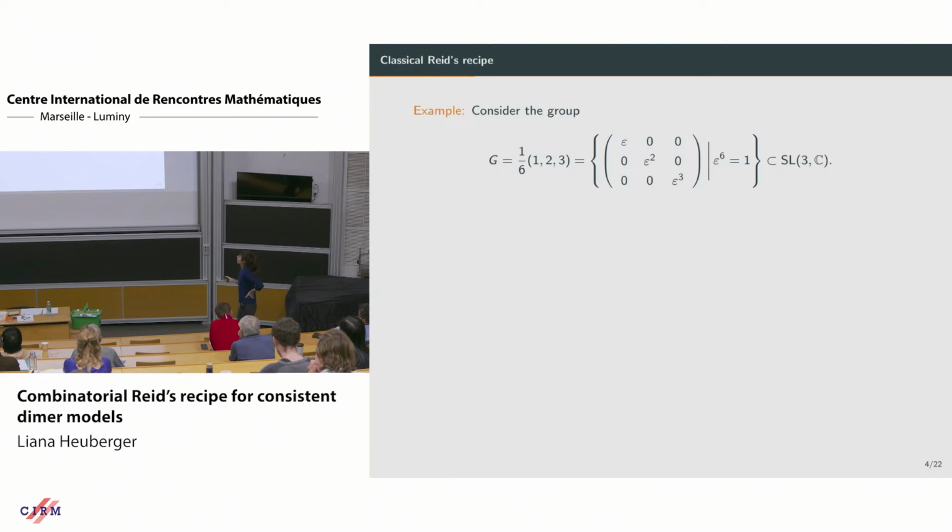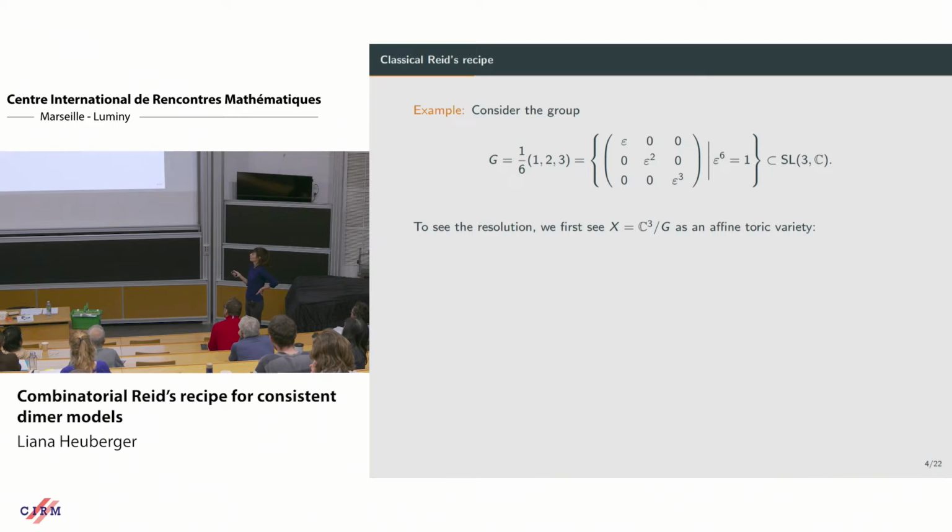So here we have an example in which we have the group that contains this kind of matrices. It is also a cyclic group of order 6, but here we fix a different representation as 3 by 3 matrices, as a subgroup of SL3C. Okay, you notice that I denote this by 1/6(1,2,3), because these are the exponents of the 6th root of unity that appear here diagonally. Okay? So we want to see what the Craw-Reid algorithm says in this case.